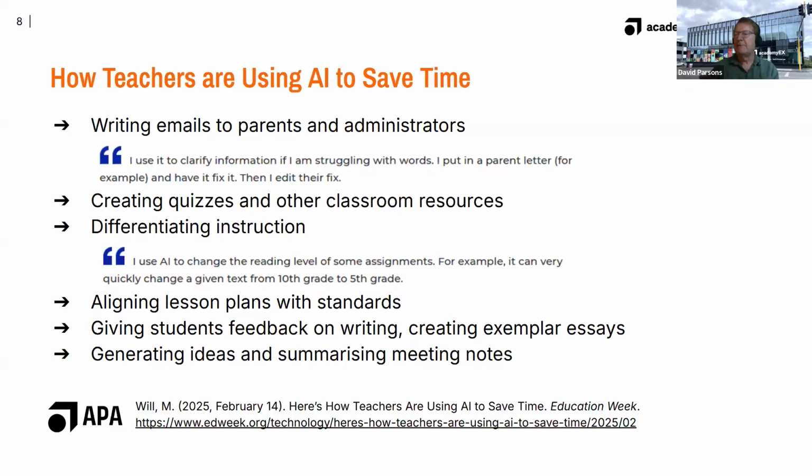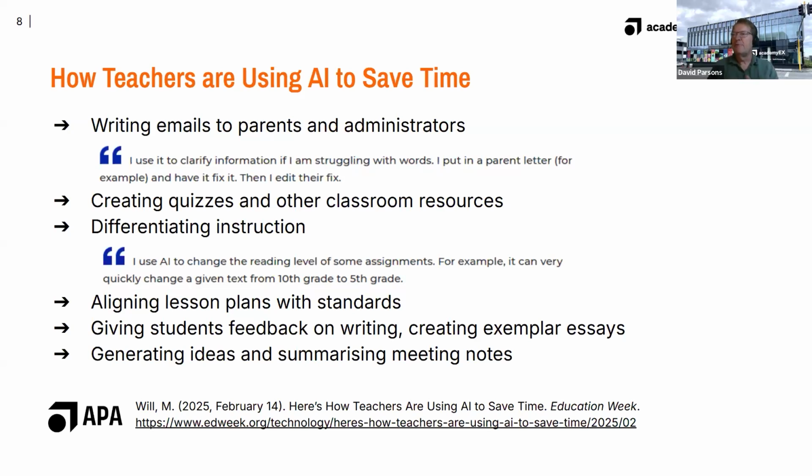Aligning plans with standards. I think anything where you can take two things and compare them, I find AI is great at. It's like you get beyond zero shot, where you ask it to do something, and you go into one shot, two shot, three shot, whatever. You're giving it things to work with. And I think that's where it begins to get better. I use it a lot for these kinds of things. How well does this align with this? Giving students feedback on writing, creating exemplars, well, yes, and who knows? There's a whole bunch of ethical issues in there. Generating ideas, and of course, summarizing notes, those kinds of things.